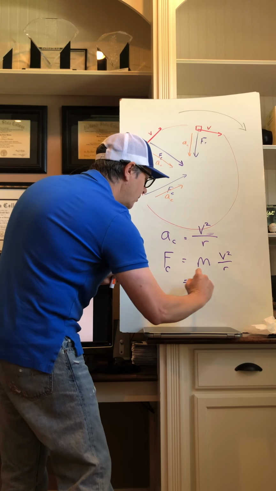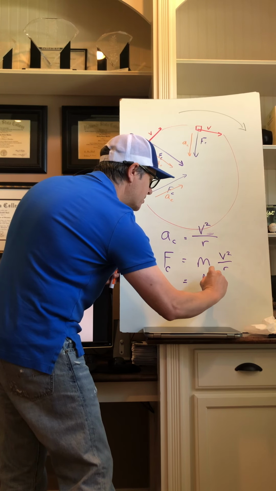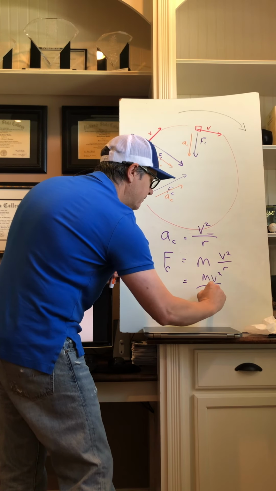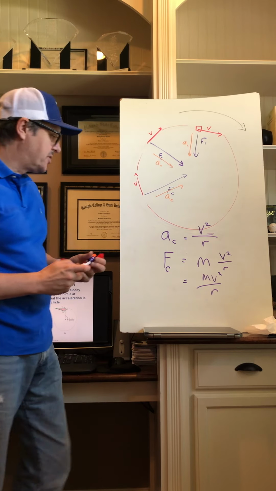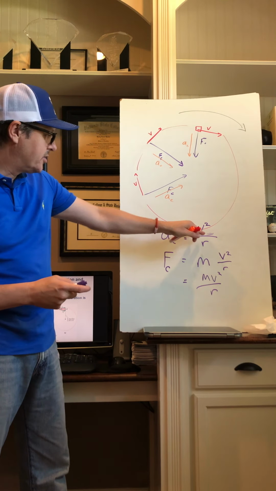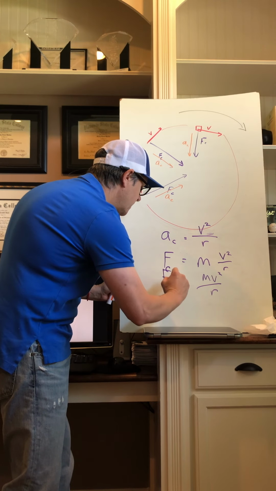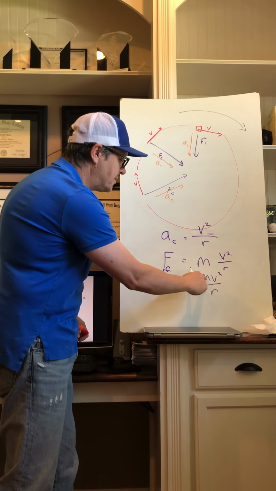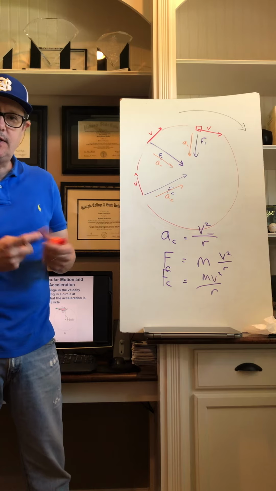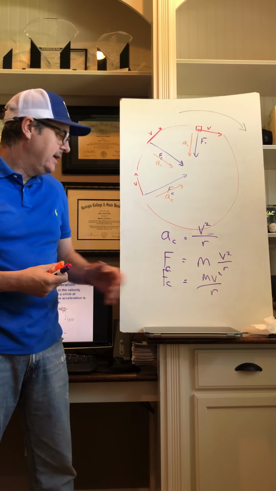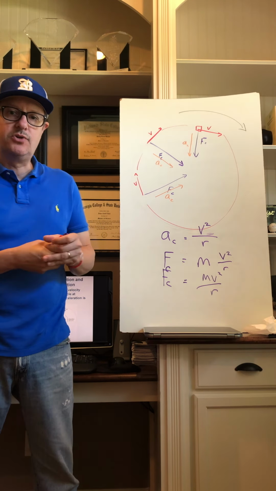Or we could rewrite that as centripetal force is mv squared over r. So that's just rewriting Newton's second law in terms of that. So we know now that for centripetal force, all you got to do is take the mass and multiply it by its acceleration, v squared over r. So you end up with mv squared over r for the centripetal force.